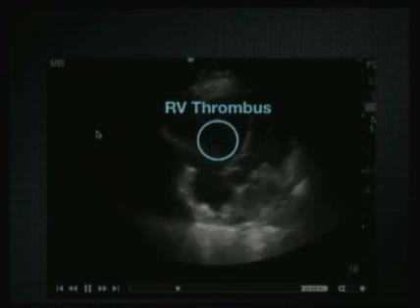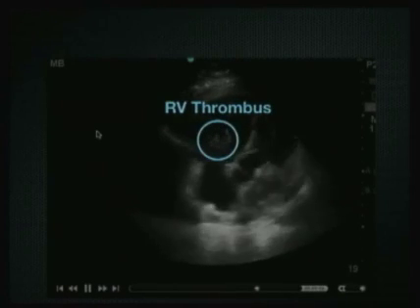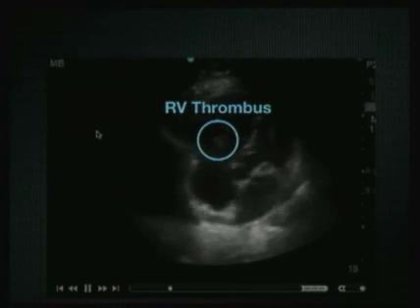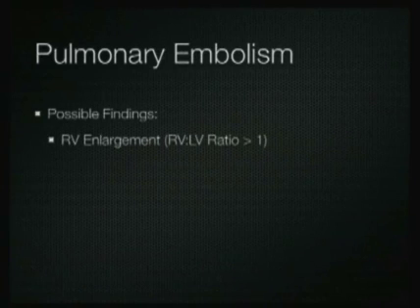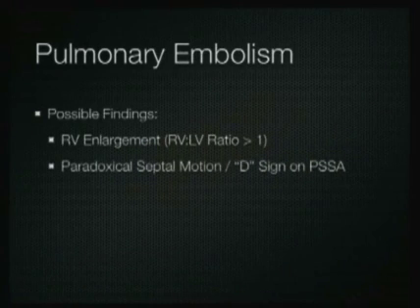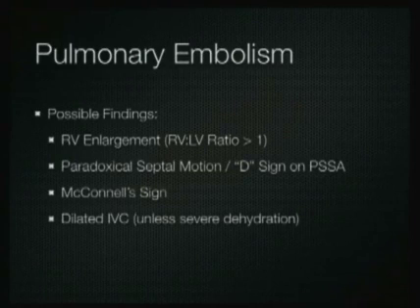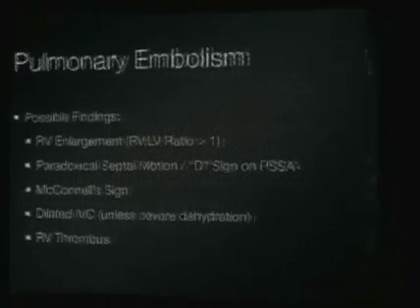And finally, one other finding that you might see in pulmonary embolism, that's kind of an icing on the cake, but also very difficult to diagnose with transthoracic echo, is you may see this debris kind of flopping in this right ventricle, you may see an RV thrombus. Obviously, if you're able to visualize this and identify it, then you've clinched the diagnosis. So in pulmonary embolism, the possible findings include RV enlargement, paradoxical septal motion, McConnell sign, and a dilated IVC is usually seen unless the patient's severely dehydrated. And you may find an RV thrombus.